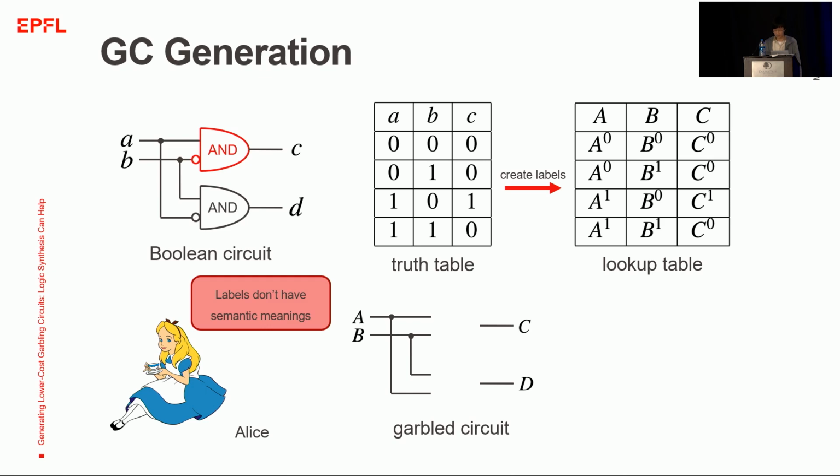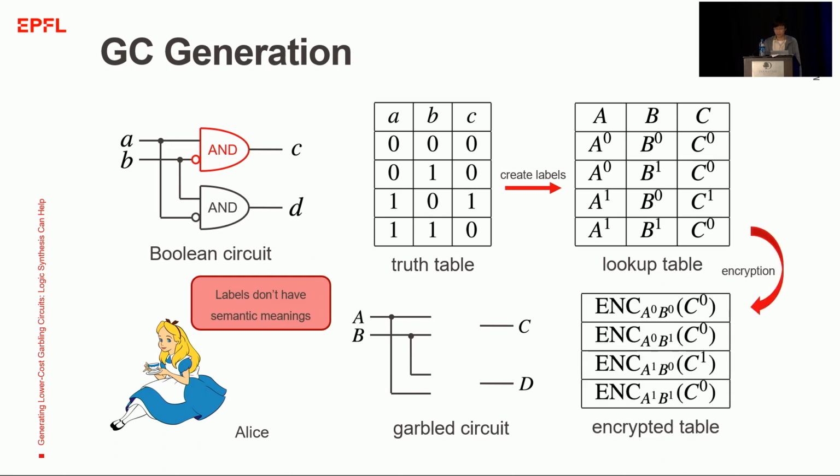We can correspondingly create a lookup table using labels. On wire A, the two potential labels A0 and A1 respectively correspond to signal A being 0 and signal A being 1. But these labels are essentially bit strings and don't have semantic meanings, which means Bob cannot learn from the labels at his hand whether the corresponding signal is 0 or 1. For each entry of the lookup table, Alice uses the two input labels to encrypt the output label. In this way, an encrypted table is created.